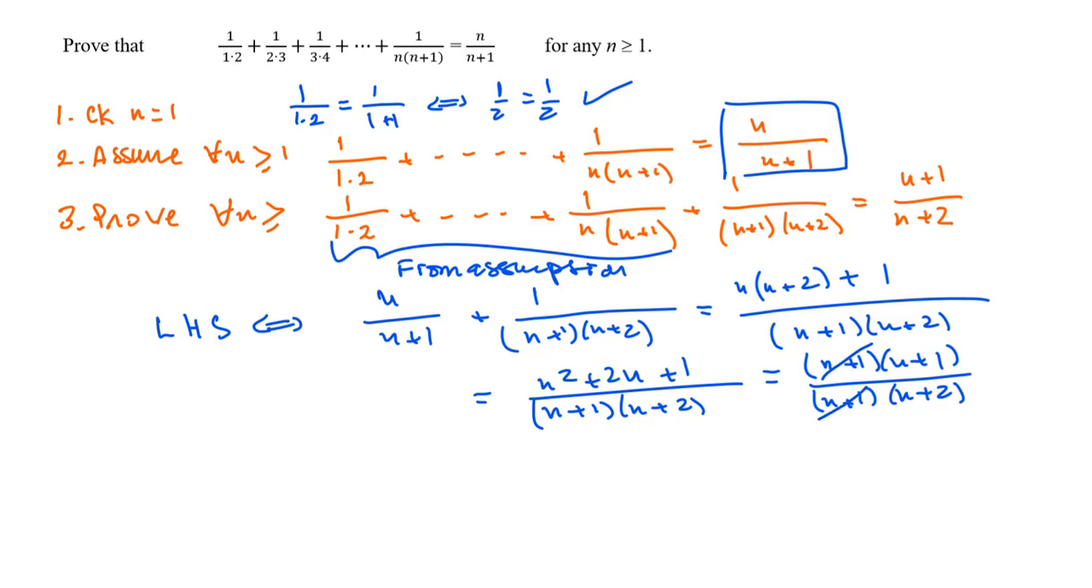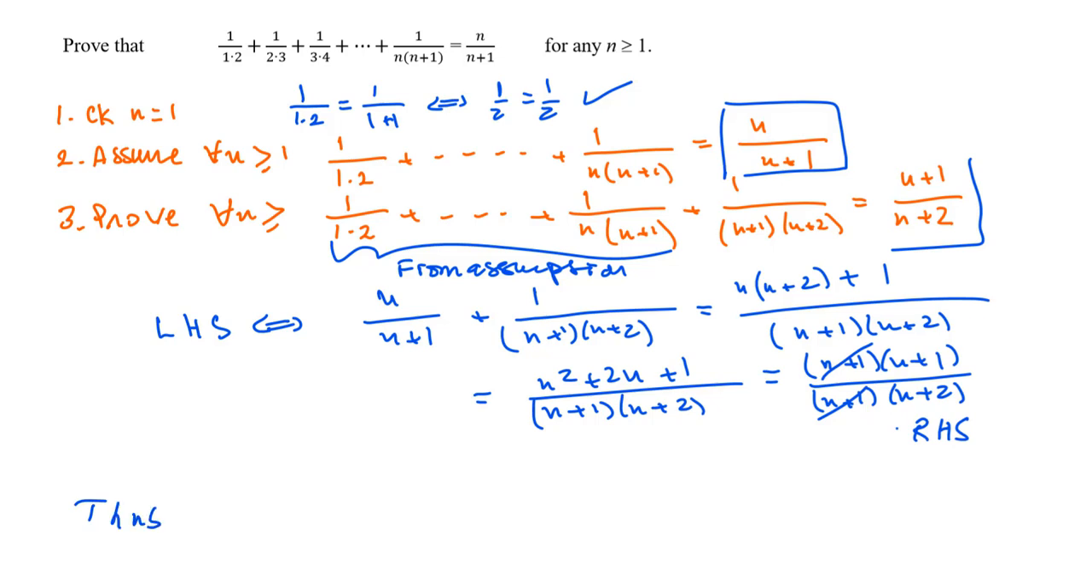So if you cancel n plus 1, and because n is different than -1, because this is for all n greater or equal to 1, so n can never be 0, n can never be negative, and therefore n plus 1 is never 0, so I can reduce this. So I end up with n plus 1 over n plus 2, which is the right hand side. And we're done with the proof.